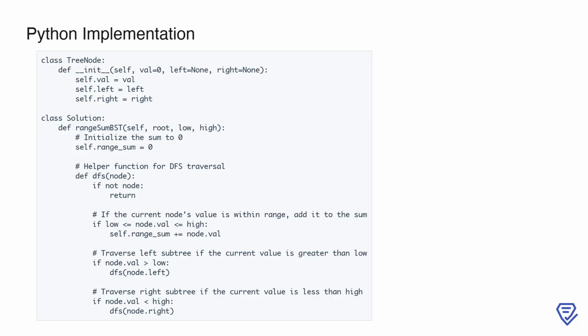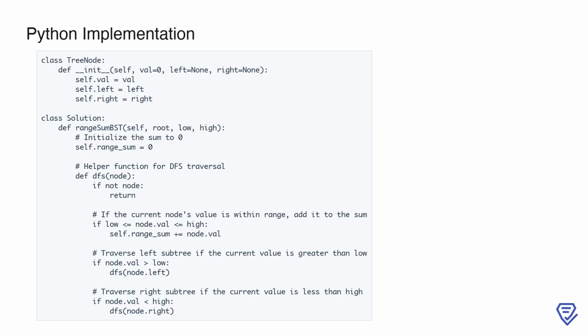This function takes three parameters, the root of the binary search tree, and two integers, low and high, that define the range of values to be summed. Inside the function, we initialize a class-level variable called range_sum to 0, which will keep track of the total sum of values within the specified range.